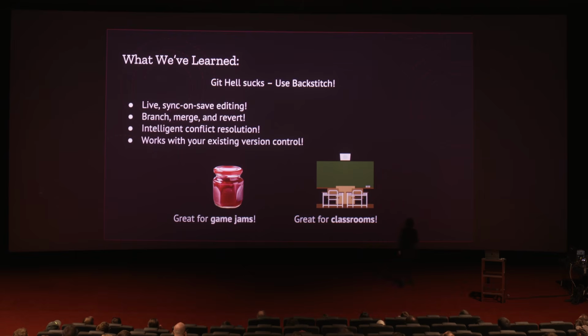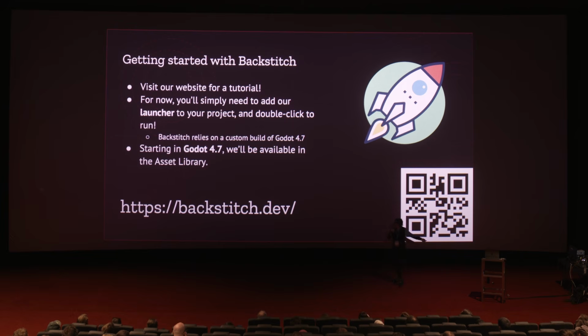So what have we learned? Git hell sucks. You should use Backstitch. It's got live sync on save editing. It's got branch merge and revert. It's got intelligent conflict resolution, and it works with your existing version control. It's great for game jams. It's great for classrooms. How do we get started?